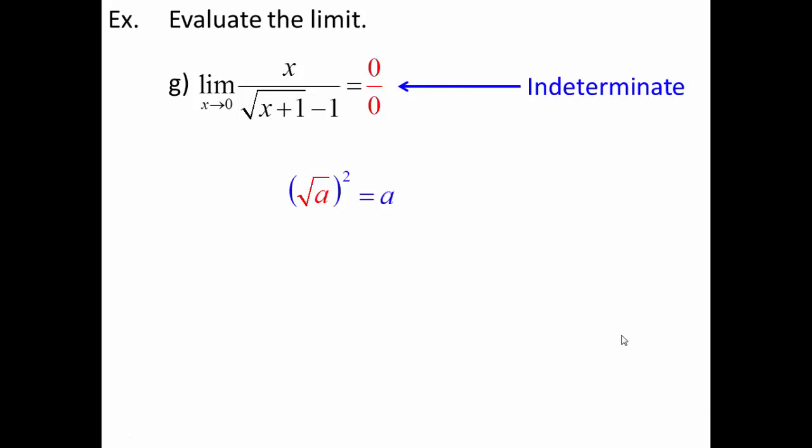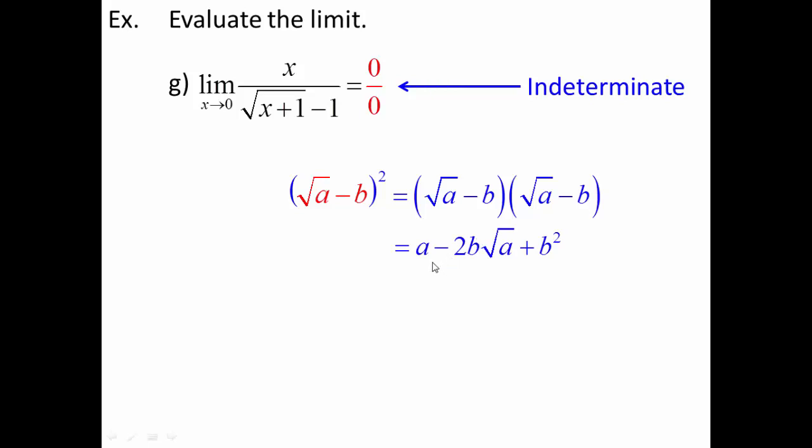But here we don't just have a radical, we have a radical minus a number. In other words, we have a binomial. So we have something that looks more like this, square root of a minus b. And if I make the mistake of just squaring this, what I'm really doing is multiplying it by itself. And if I were to multiply that through, I get an answer that looks like this. So in other words, I get an answer that's way uglier than what I started with.